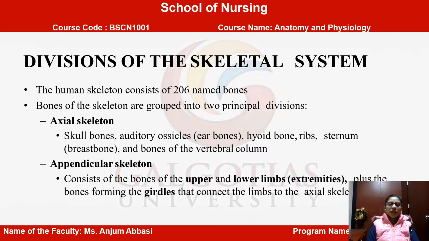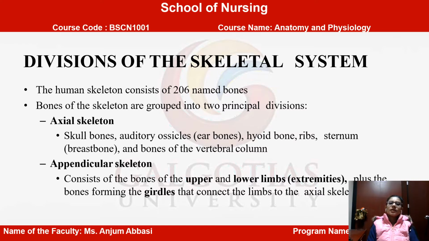Next is the division of the skeletal system. The human skeleton has been divided into two parts as per the anatomical location of the bones: the axial skeleton and the appendicular skeleton. The bones of the skeleton are grouped into two principal divisions. First one is the axial skeleton.